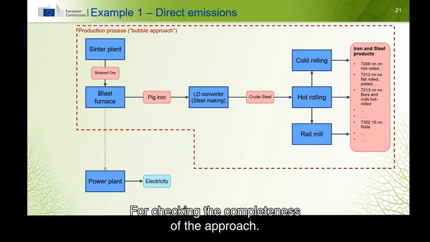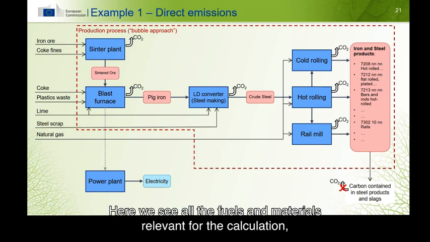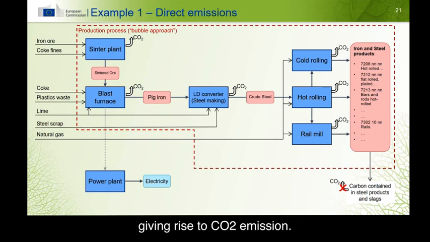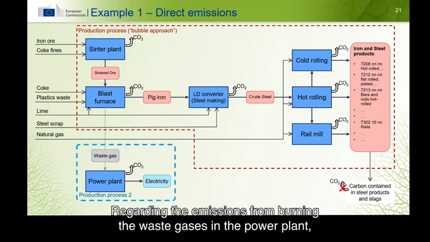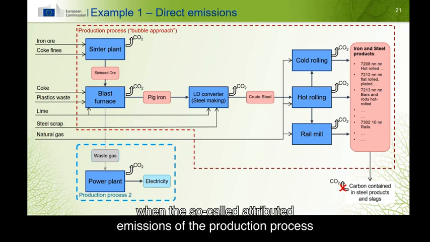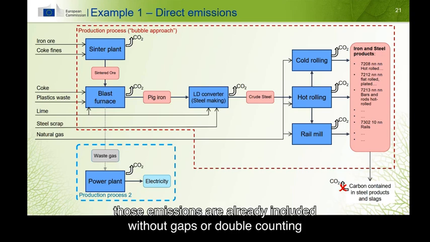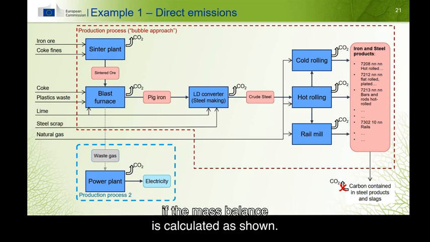For checking the completeness of the approach, nothing is better than looking into the process flowchart. Here we see all the fuels and materials relevant for the calculation, giving rise to CO2 emissions. Regarding the emissions from burning the waste gases in the power plant, specific rules apply at a later stage when the so-called attributed emissions of the production process are calculated. From the point of view of the whole installation, those emissions are already included without gaps or double counting if the mass balance is calculated as shown.